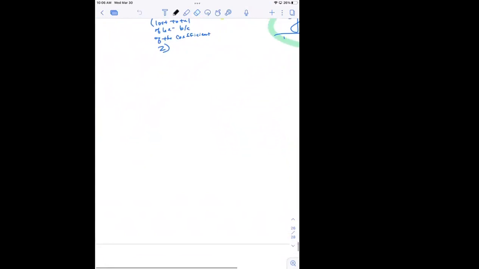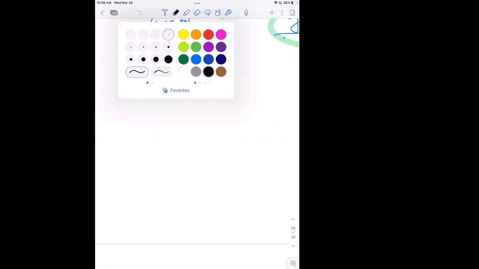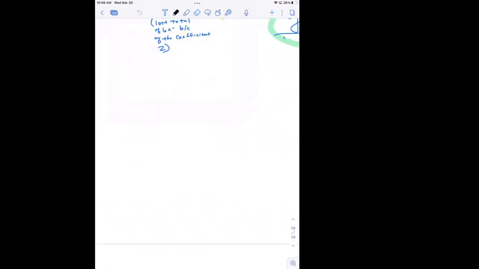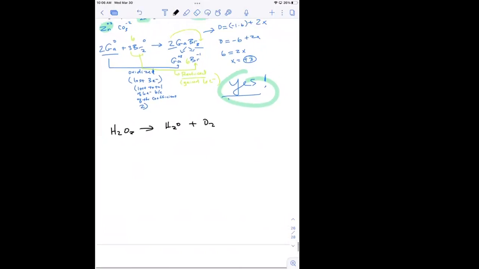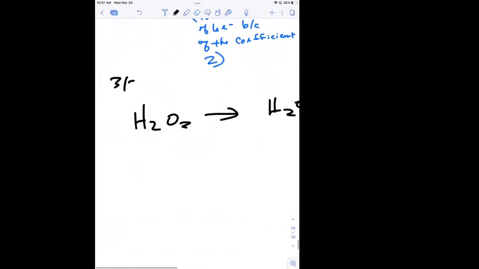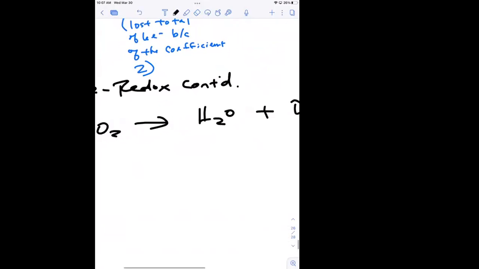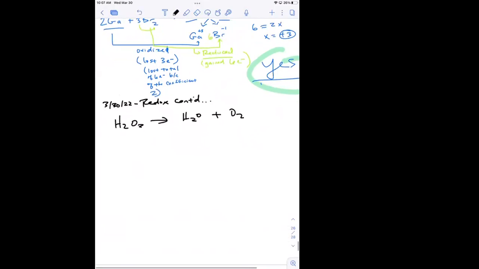All right, so let's take this one. We're going to take H2O2, and we're going to break that up into H2O plus O2. Now, is that balanced? Is that balanced as it is? That's not a 3, by the way. I apologize.